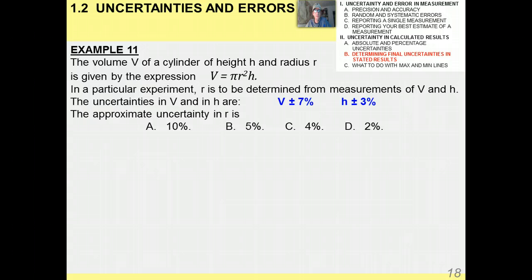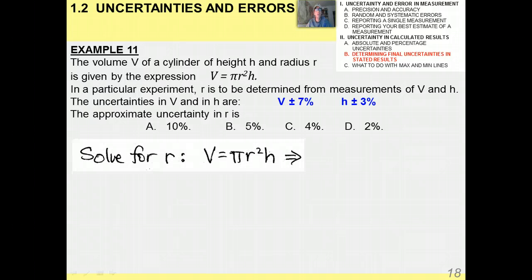Go ahead and pause the video and read it. Okay, so I have a volume of height h and radius r given by the expression. In a particular experiment, r is to be determined from measurements of V and h. Interesting. The uncertainties in V and h are: V is plus or minus 7%, h plus or minus 3%. What's the approximate uncertainty in r? Okay, what are you going to do here?